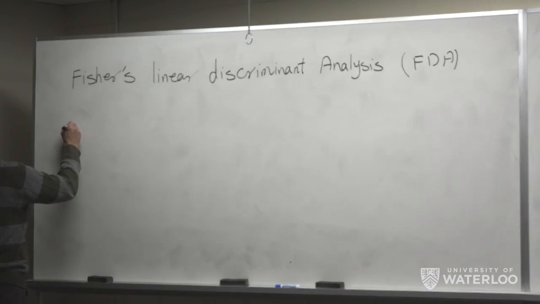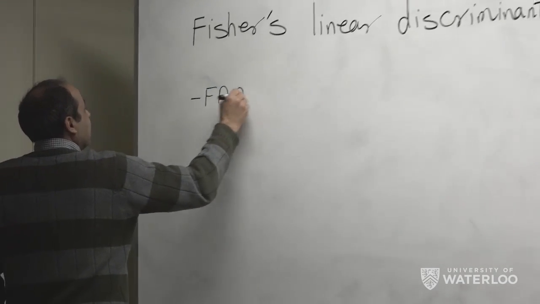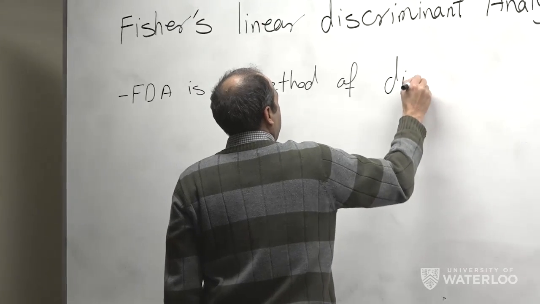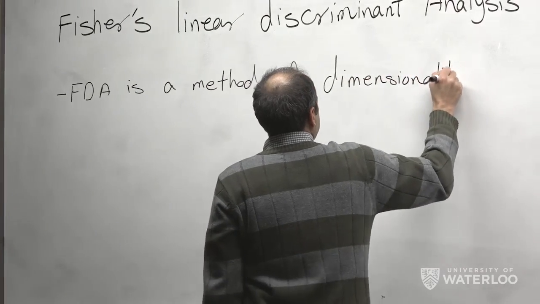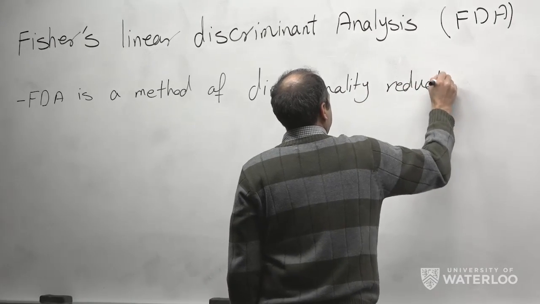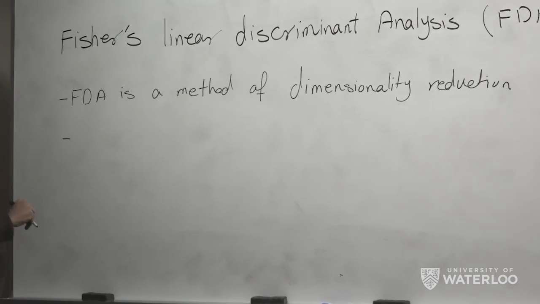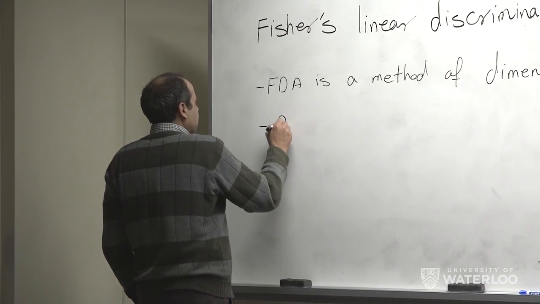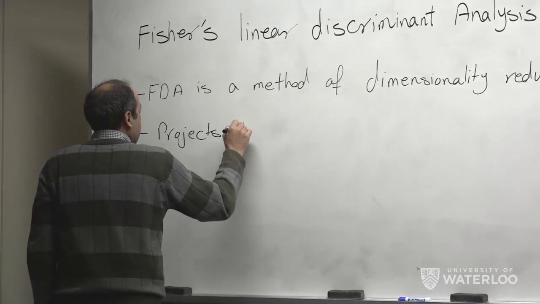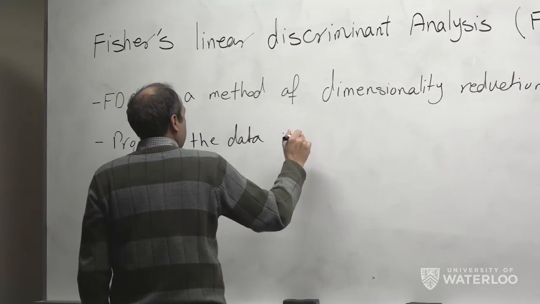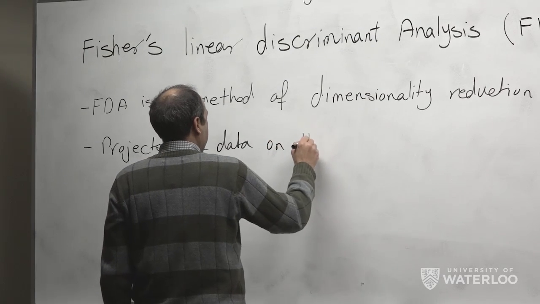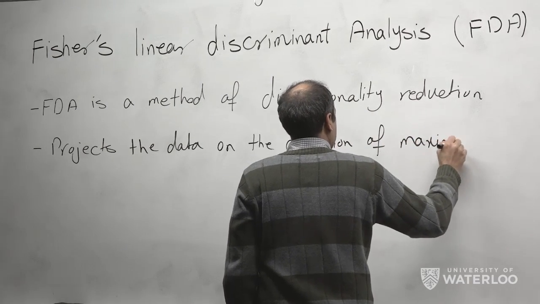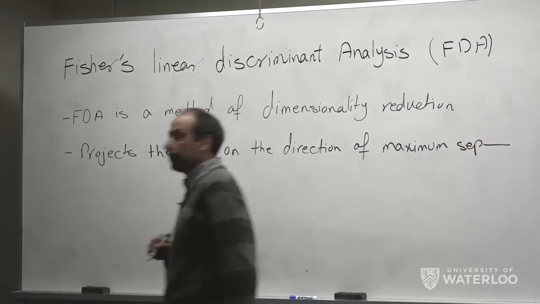Basically, FDA, or Fisher discriminant analysis, is a method of dimensionality reduction that projects the data in the direction of maximum separation. Okay?